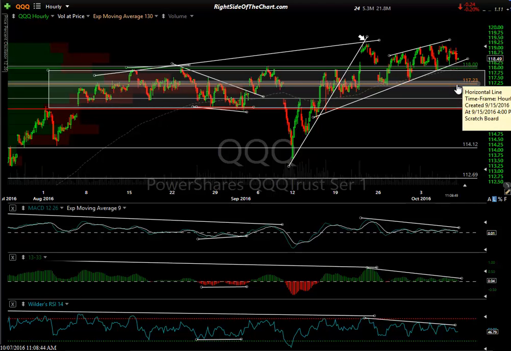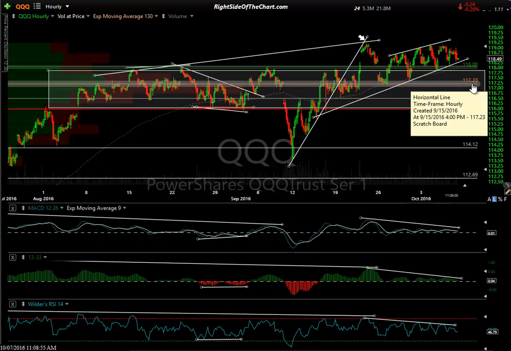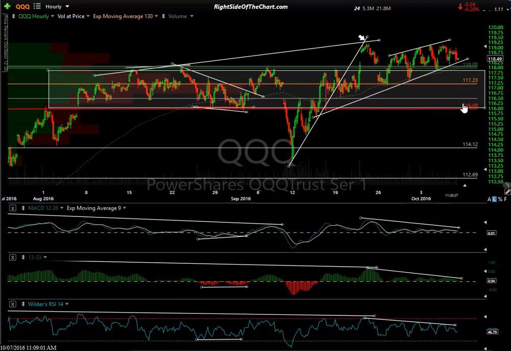I mentioned the midpoint of these trading ranges often act as support and resistance when tested from above or below. So we have about the 117, 117.23 level there. It's been sliced through. I would put it on a scale of 1 to 5, maybe a 2, no more than a 3 as far as how good of a resistance or support level that is.